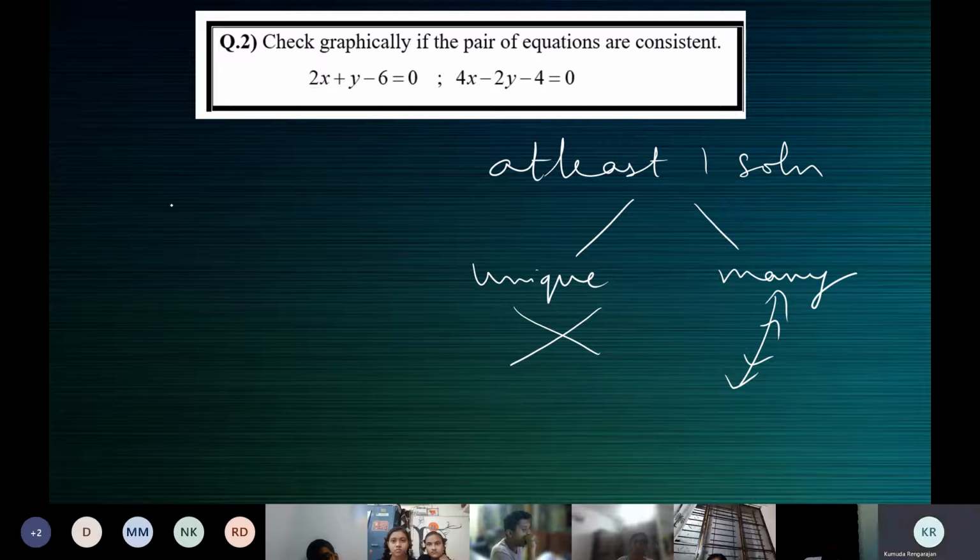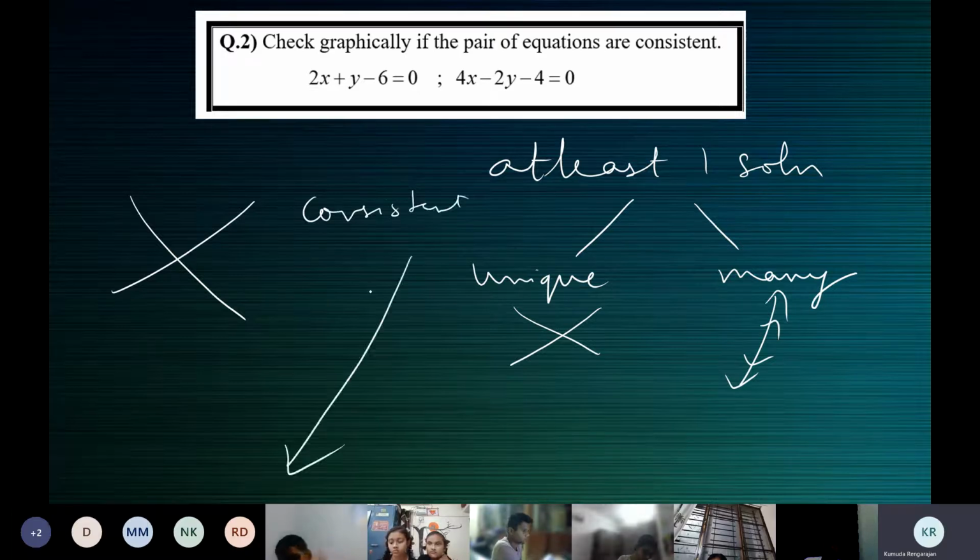So when you make the graph of these two equations and you get intersecting lines, then the equations are consistent. Or you get coincident lines. One line lies on the other. That means many solutions. The equations are consistent.